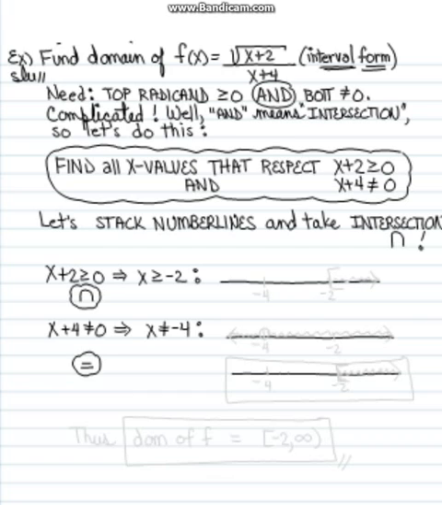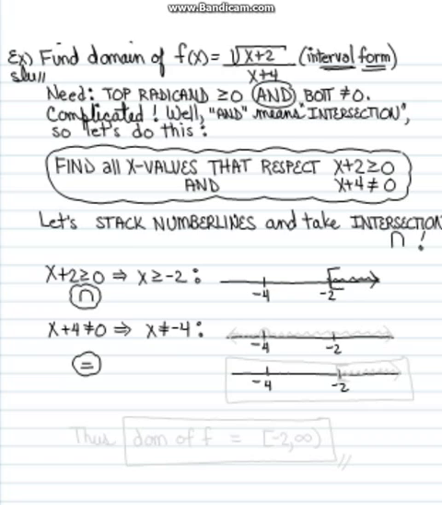To respect both of these conditions, we have to graph the solution for each of them and then take the intersection of the two. So first, let's stack some number lines and take the intersection. The first condition will be represented in the first number line. The condition is the radicand needs to be greater than or equal to 0. So x plus 2 has to be greater than or equal to 0, which means if we move the 2 over to the other side to isolate the x, x has to be greater than or equal to negative 2. We can graph that. It's a boxy bracket at negative 2 and then shading to the right, everything greater than or equal to negative 2.